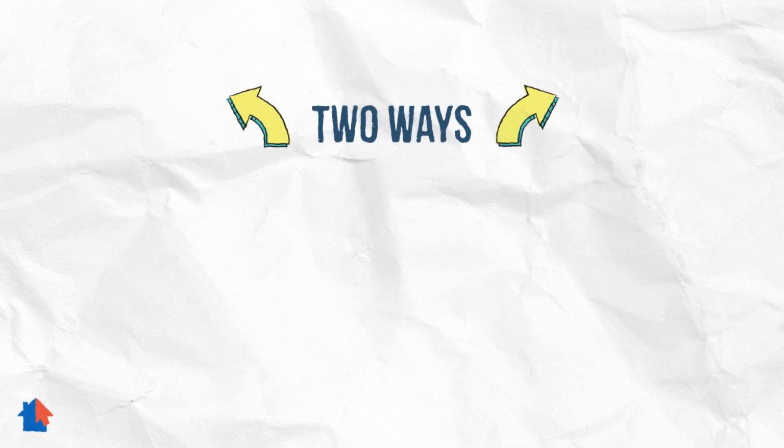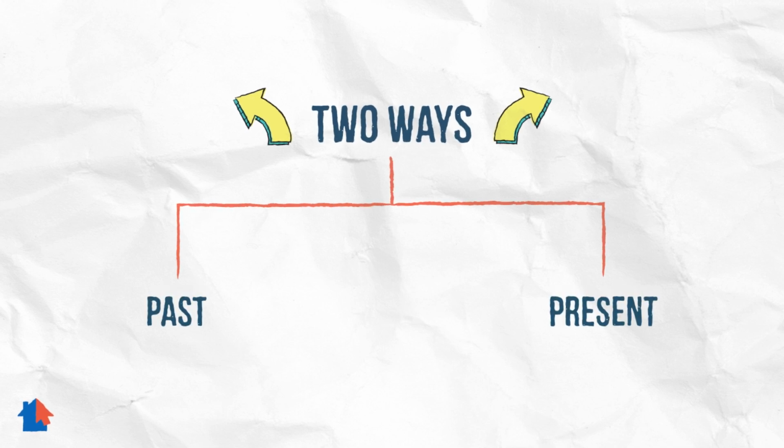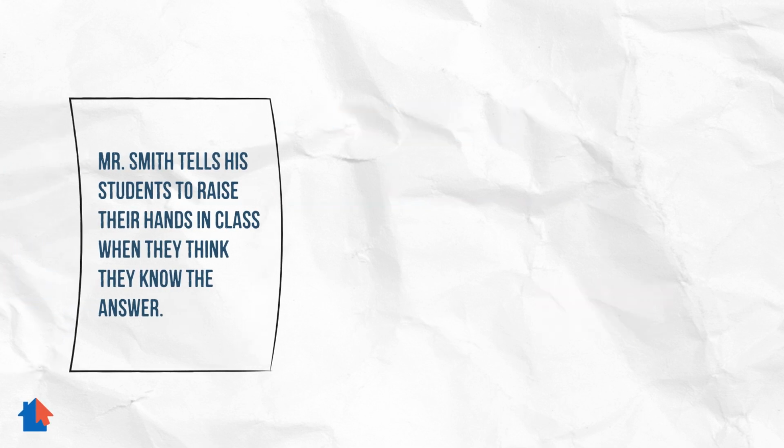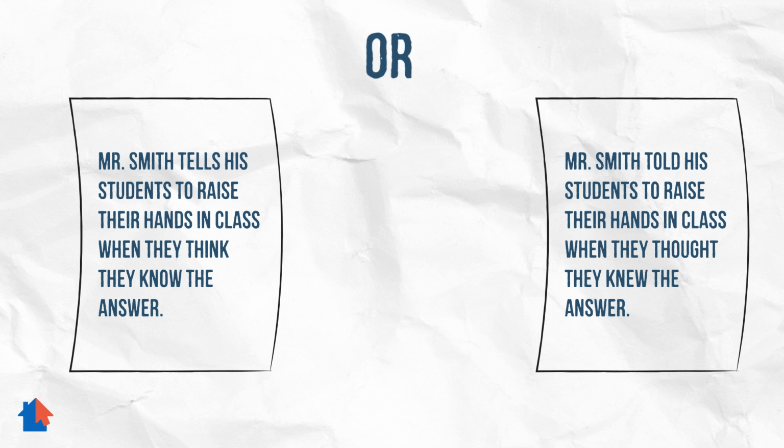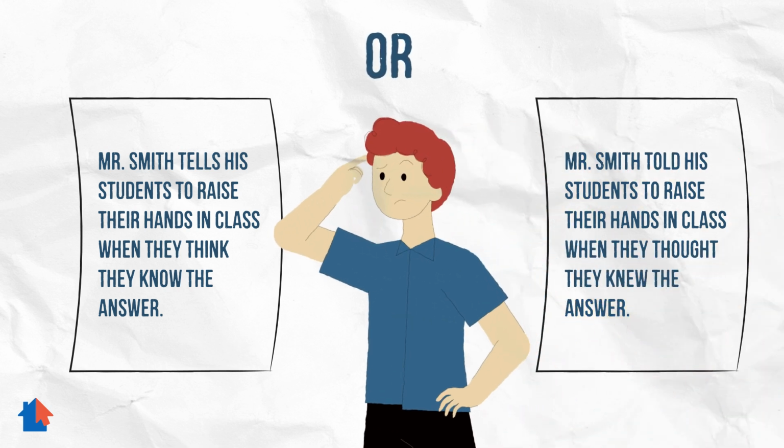You can correct this sentence in two ways. Use past tense throughout the sentence or use present tense throughout your sentence. This is also dependent on what you want to say. For example, Mr. Smith tells his students to raise their hands in class when they think they know the answer. Or, Mr. Smith told his students to raise their hands in class when they thought they knew the answer. Using the same tense in your sentences gives them balance and consistency.